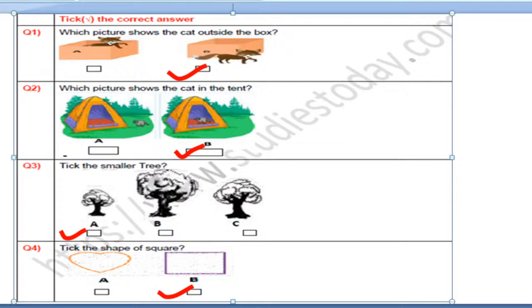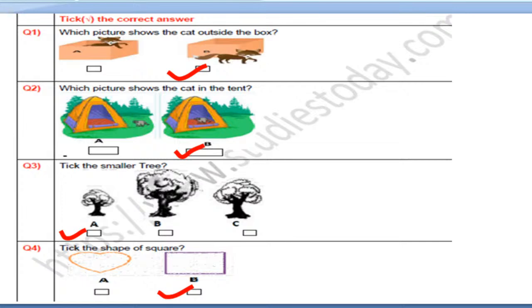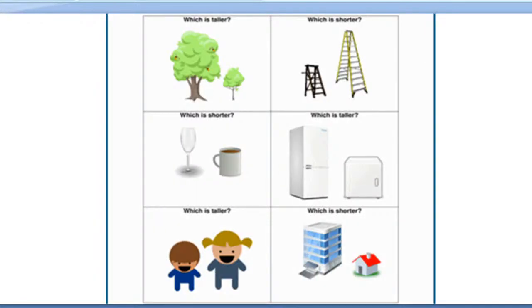Okay, good. With this, we have revised some topics like big and small, tall and short, and inside and outside. Today we are not going to exceed on this. We are going to do only these three: bigger and smaller, taller and shorter, and inside and outside.